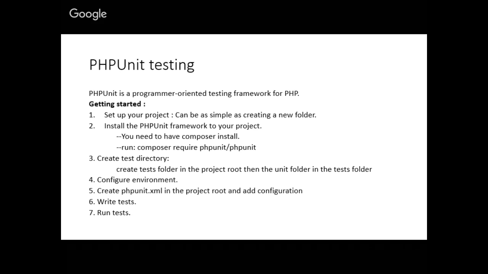Then after that, you want to configure your environment. For configuring unit tests, you have to create a file called phpunit.xml in the root directory of your project. Then your configuration will go into that file. I'll show you an example of the file shortly. Then next, you write your test. I'll show you how tests are written. Then you run your tests.